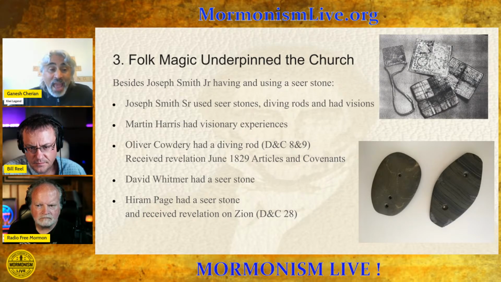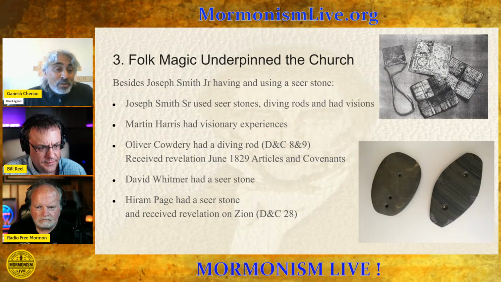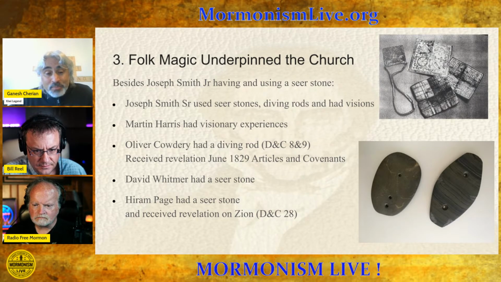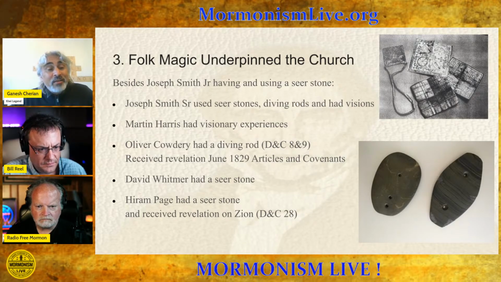Joseph Smith Sr. had seer stones and divining rods, had visions. Martin Harris had visions. Oliver Cowdery had a divining rod. Of course, that's Doctrine and Covenants 8 and 9. He received revelations, presumably through his divining rod, the June 1829 Articles and Covenants. David Whitmer had a seer stone, Hiram Page had a seer stone, and he's receiving revelations on Zion, which are clamped down in Doctrine and Covenants section 28.